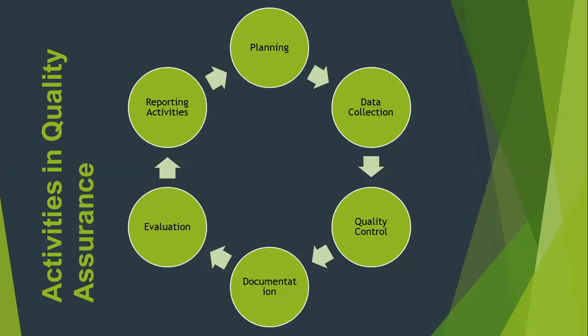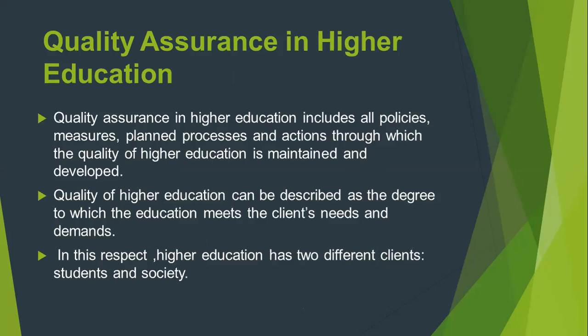Let me discuss now the quality assurance in higher education. The system of education is divided into three tiers. The first one is elementary education, second is secondary education, and then the tertiary education. In elementary education, there are five components, that is early childhood and care education, pre-primary, primary, and post-primary.